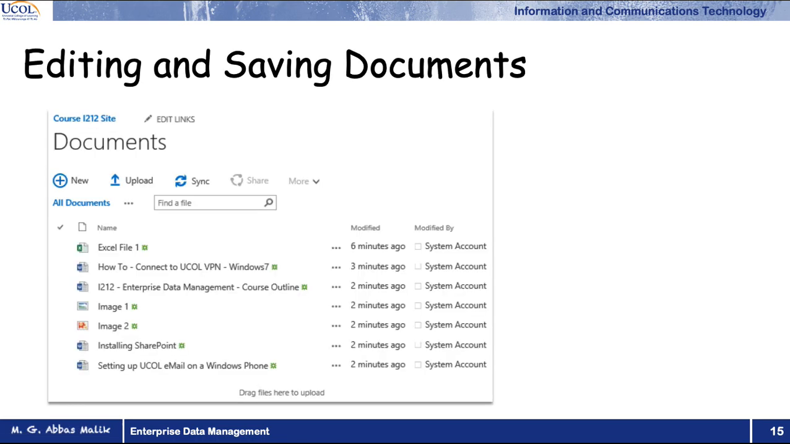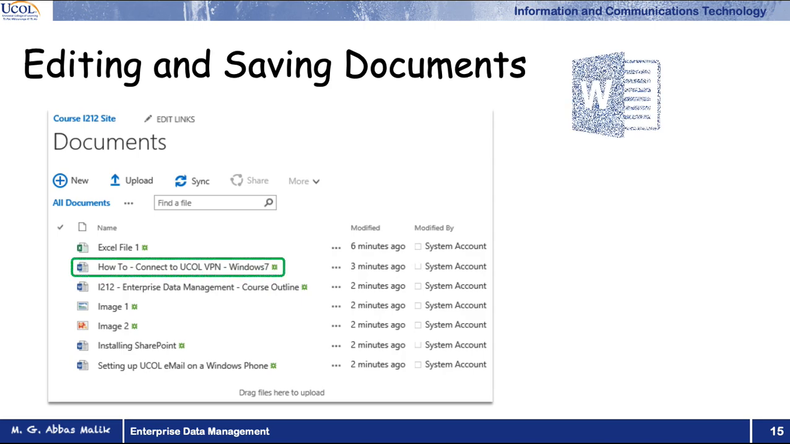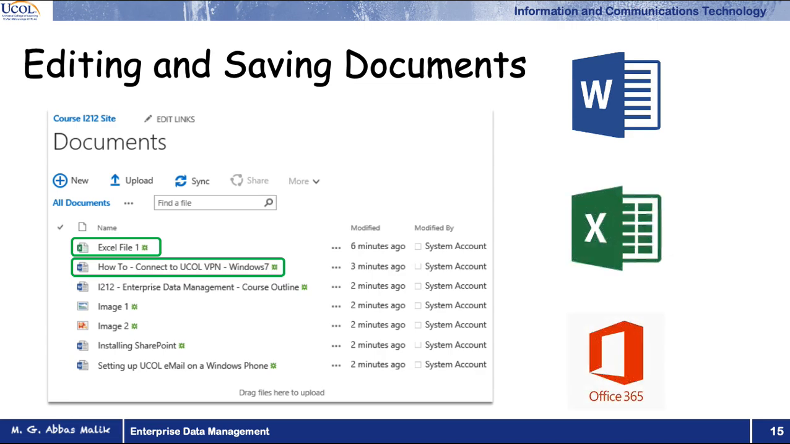This is the other thing. One more thing, for example, this is a Word document, this is an Excel document, this is an image document.